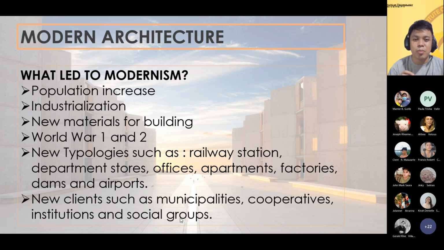So what are the spaces, or what are the buildings na pwede nila i-design so that it could solve this problem? Number two is industrialization. So this time around, industrialization started, and is still creating new technologies which really affect the practice of architecture. Number three, we have new materials for building. Okay. And then we have World War I and II.